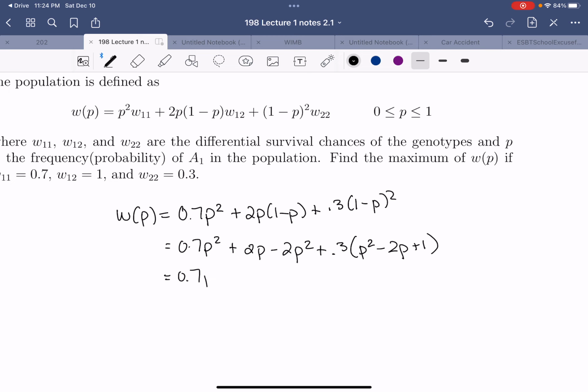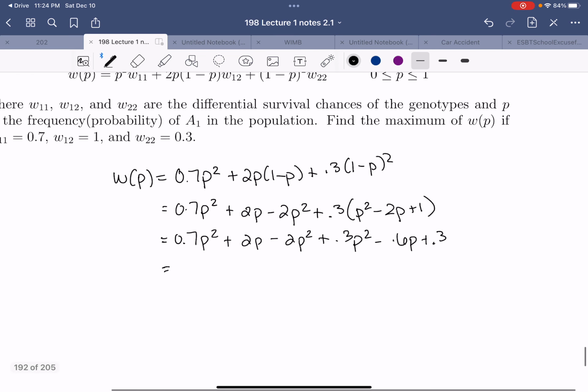So we have 0.7p squared, 2p minus 2p squared, plus 0.3p squared minus 0.6p plus 0.3. And let's see, altogether, I have 0.7 and 0.3, so that's 1p squared, minus 2p squared gives me negative p squared. I have 2p and negative 0.6p, so that's going to give me plus 1.4p. And I have plus 0.3.